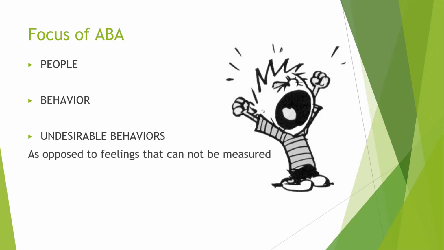Undesirable behaviors like talking back to an adult or flopping to the floor are behaviors that we can measure, and these behaviors cannot be analyzed as feelings. So just saying that someone's having a bad day does not lead to any kind of effective intervention or treatment that might change the actual behavior that we're witnessing.